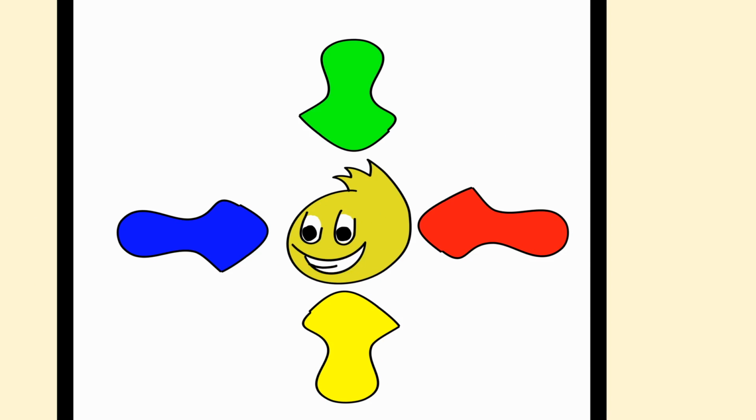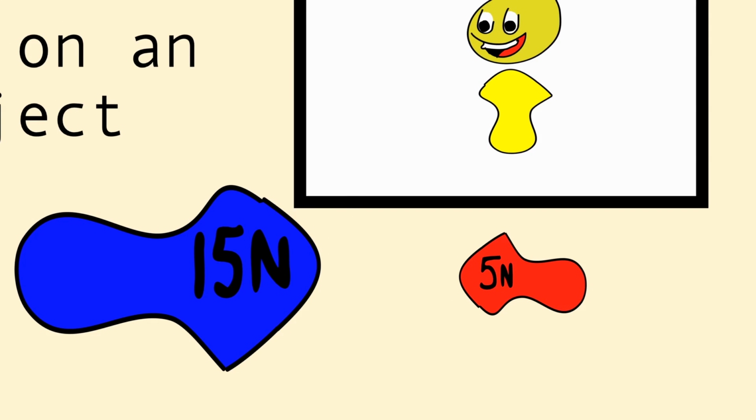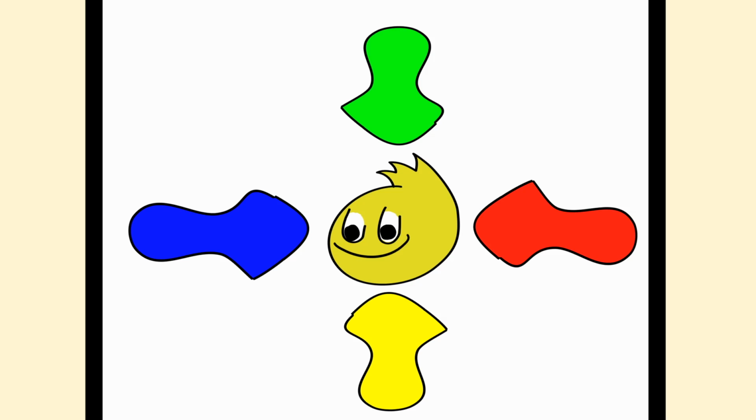Hello everyone, I'm net force, most times denoted as F net. I am all of the forces acting on an object added together. For example, if there was a force of 5 newtons pushing left and a force of 15 newtons pushing right, the net force would be 10 newtons in the right direction. Okay, I think we all understand now. Back to you, Professor Physics.